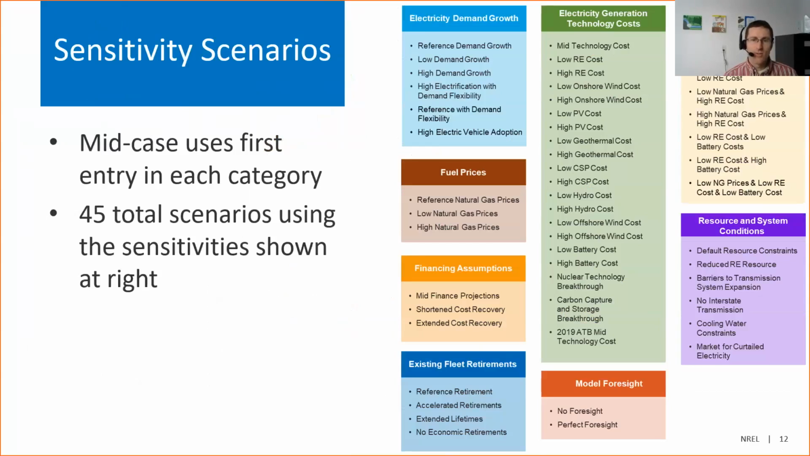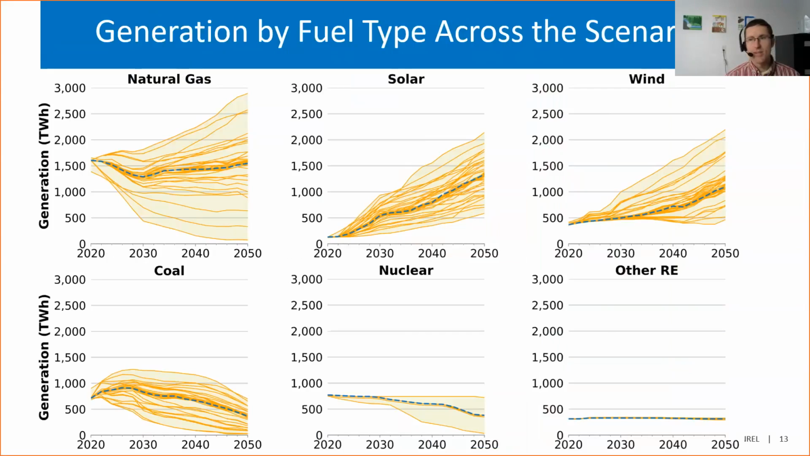So again, we don't want to just look at one scenario. The only thing we could really say about our mid-case scenario is that it's not going to be what actually happens. Something different is going to happen than that. So in order to explore different kinds of futures, we have all of these sensitivity scenarios. We showed you these tables before. So there's 45 total scenarios, and then we start looking across those to see what happens. So if you go to the next slide, we get something that looks like this.